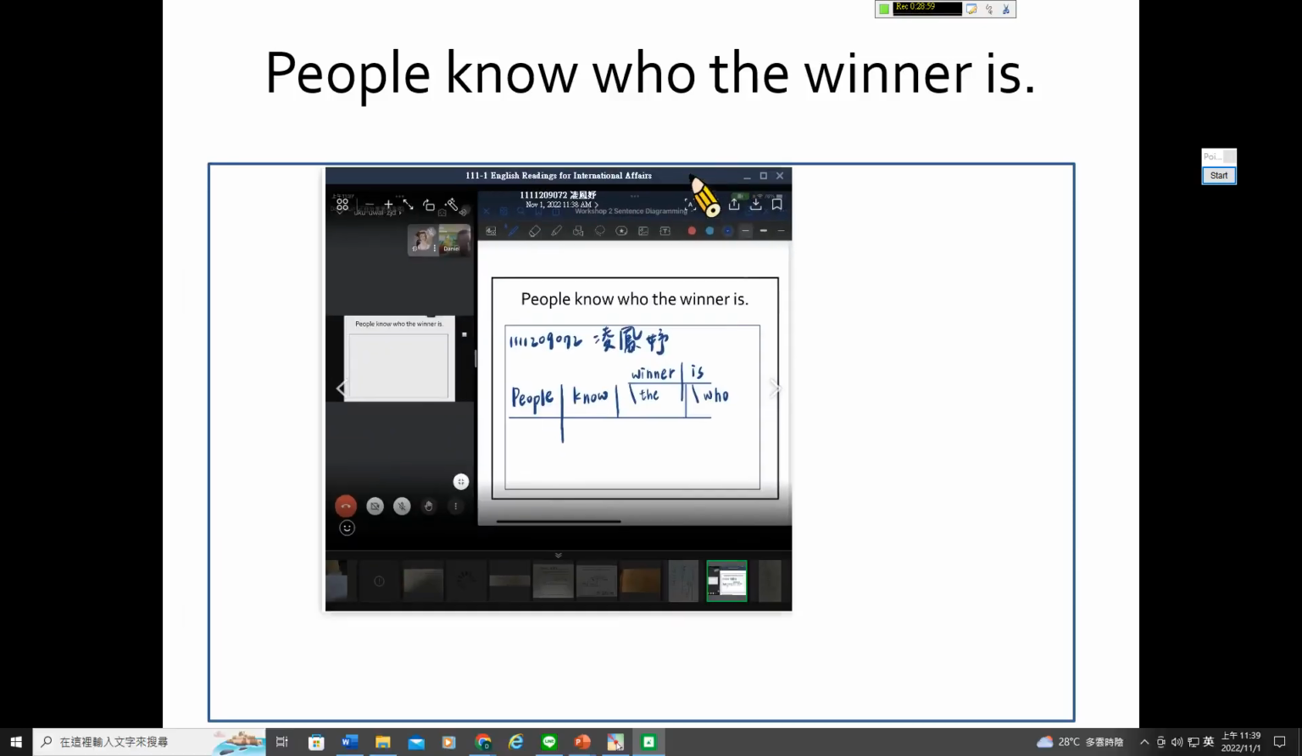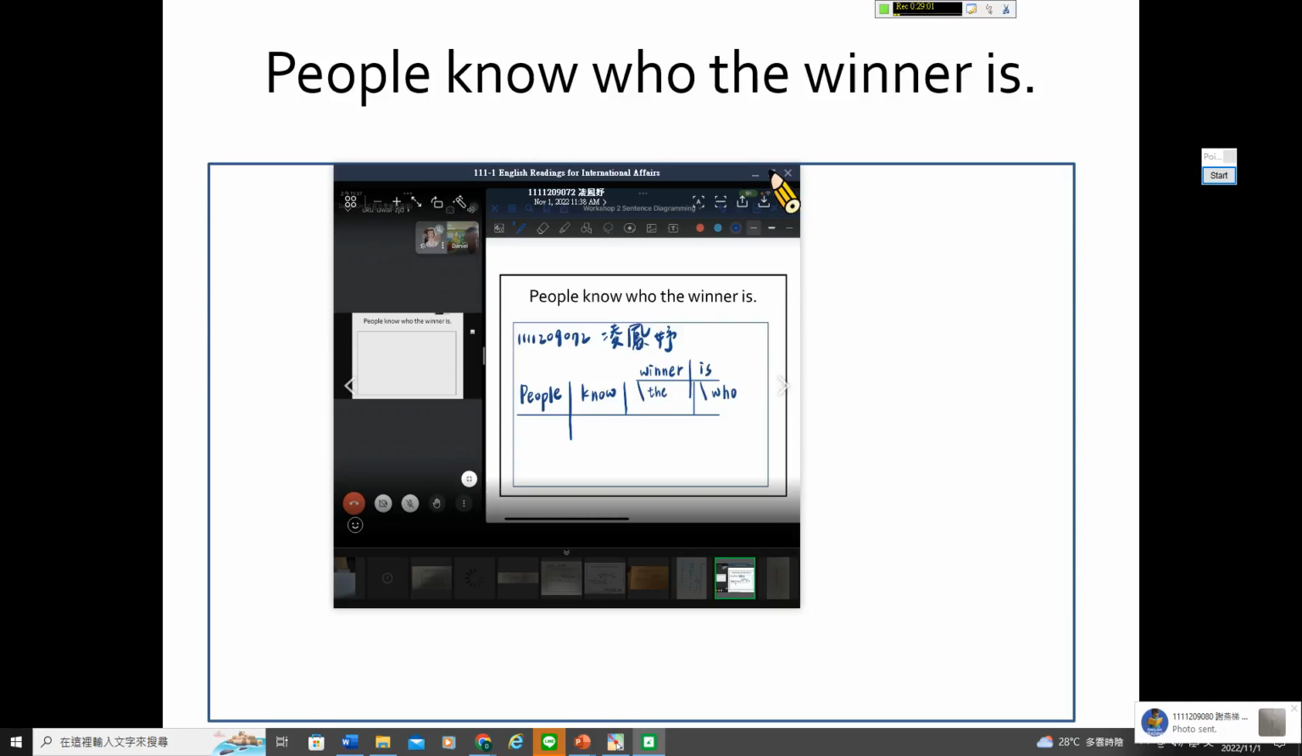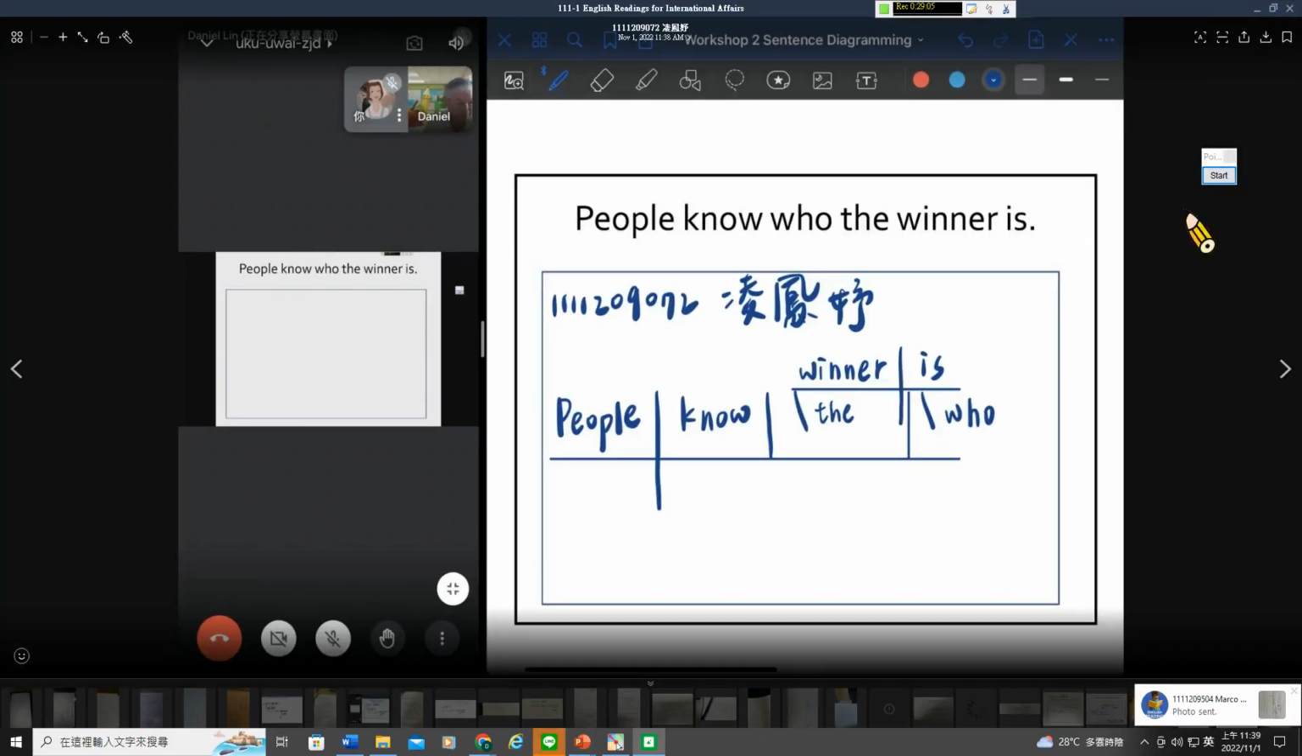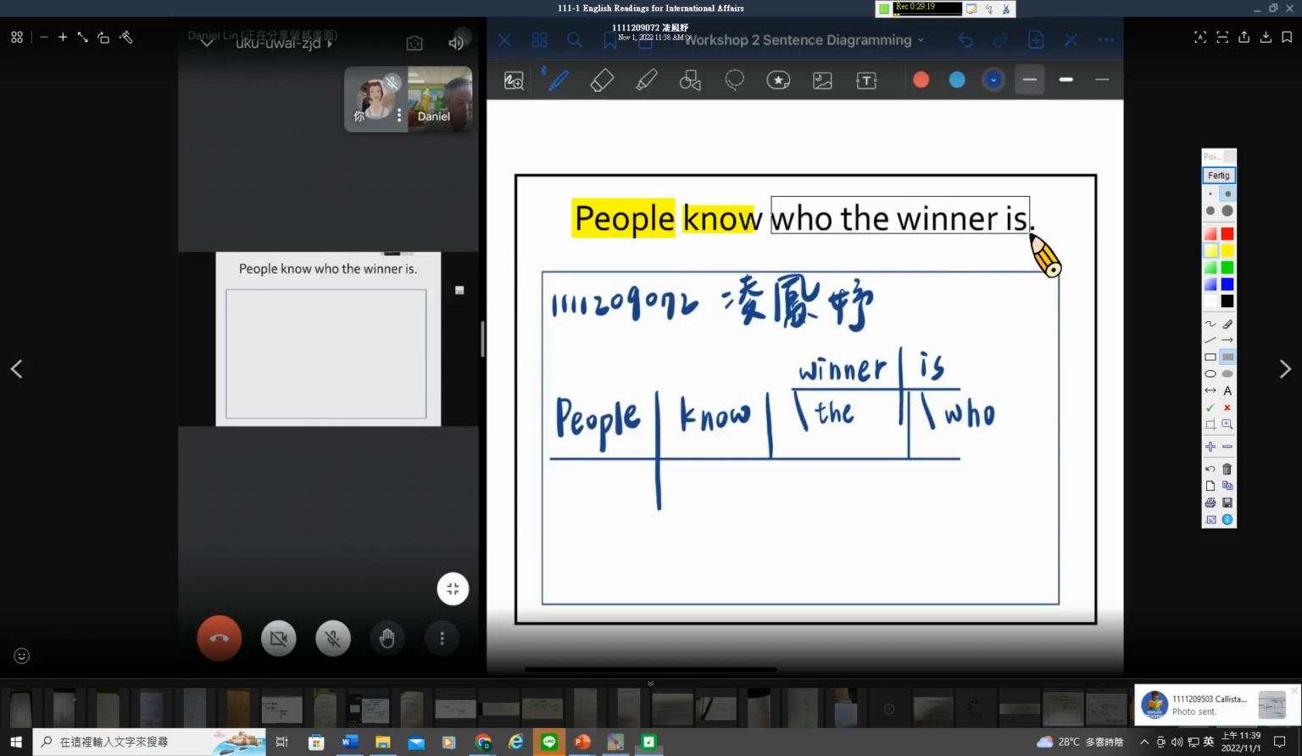Okay, so let's take a look. Let me use 凤鱼's answer for illustration purposes. So you can see this one. People know who the winner is, right? So basically, people, subject, verb, and this is who the winner is, the noun clause. So basically, her answer is very close, but not quite right.